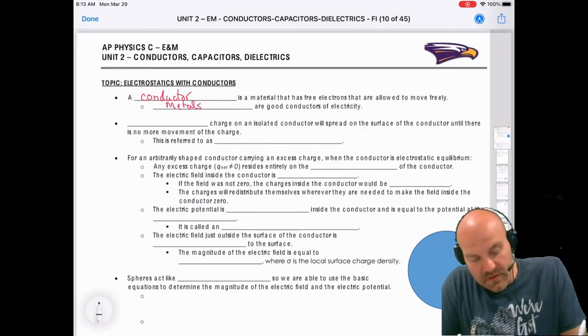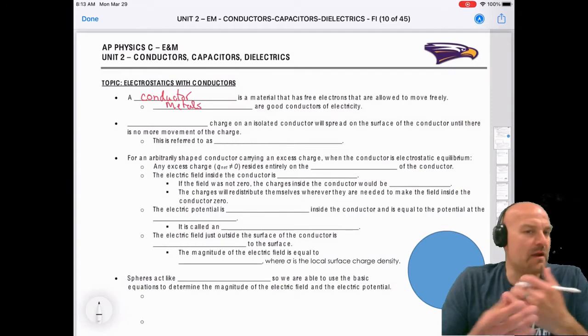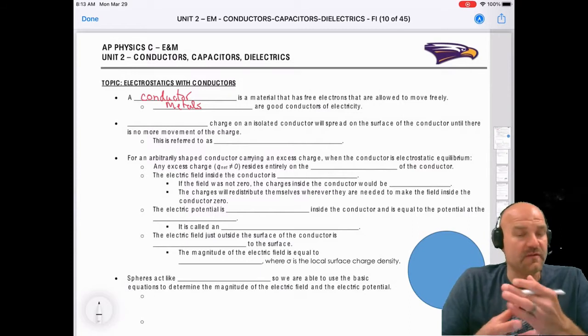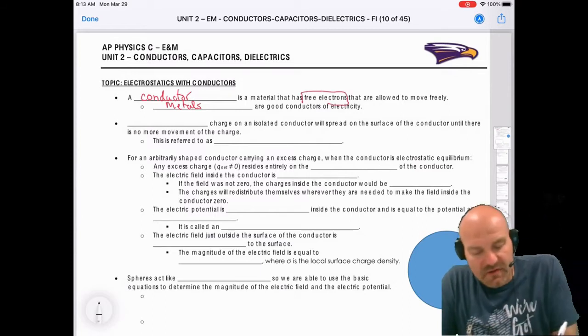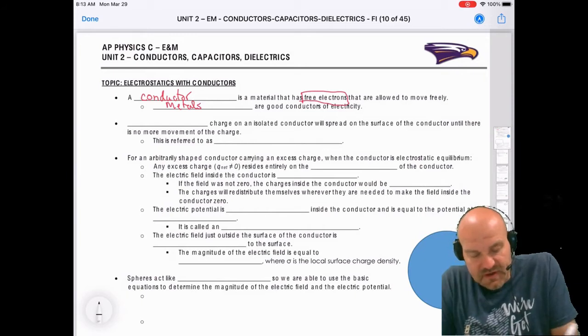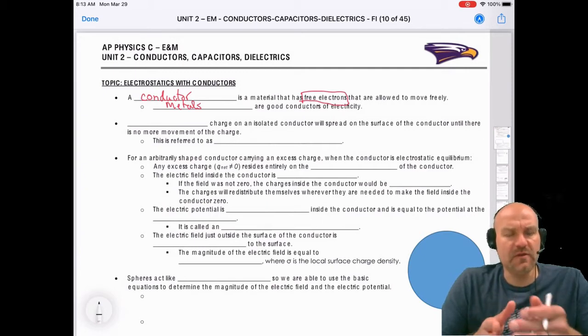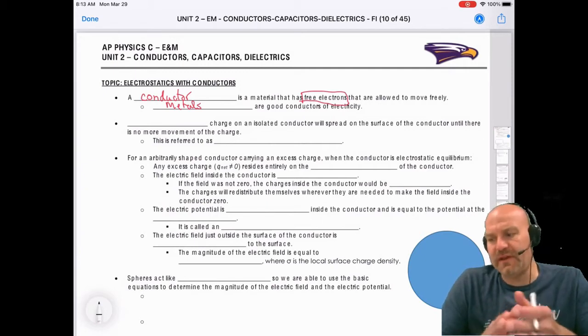Well, metals. This is why you don't want to stick anything metal into a light socket, because it's a great conductor of electricity as well as of heat. And the reason why is because of these free electrons. These are the ones that are allowed to move around. And with metals, those electrons are going to move very, very easily.